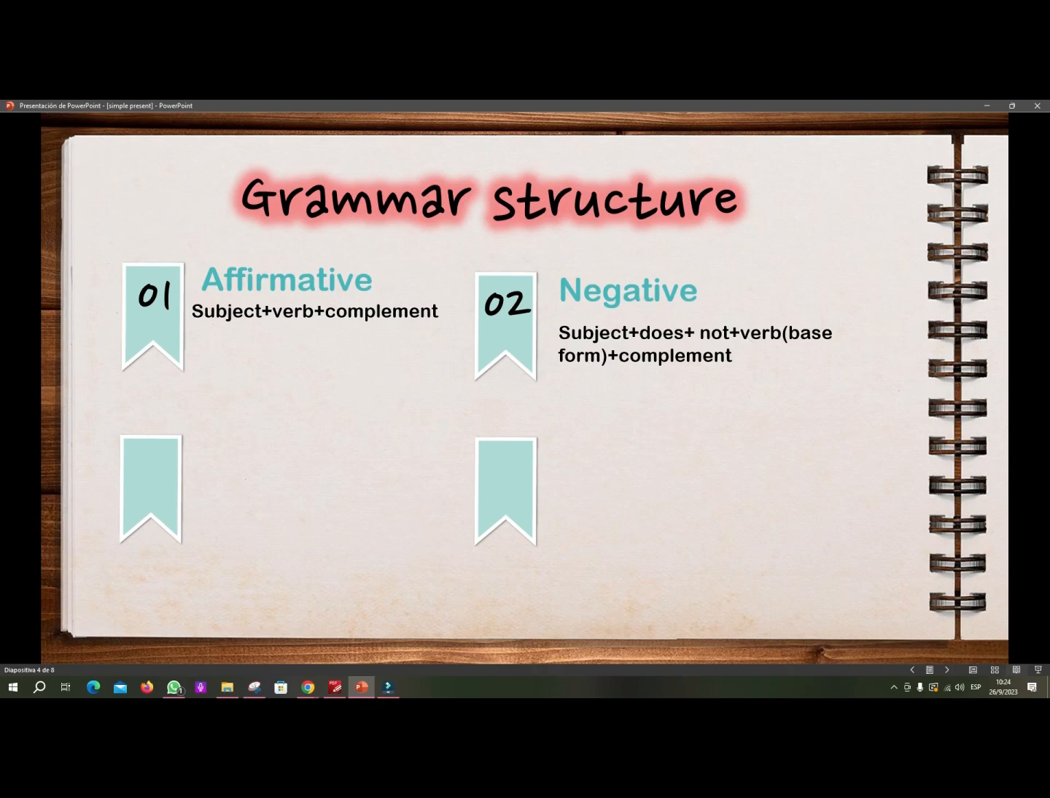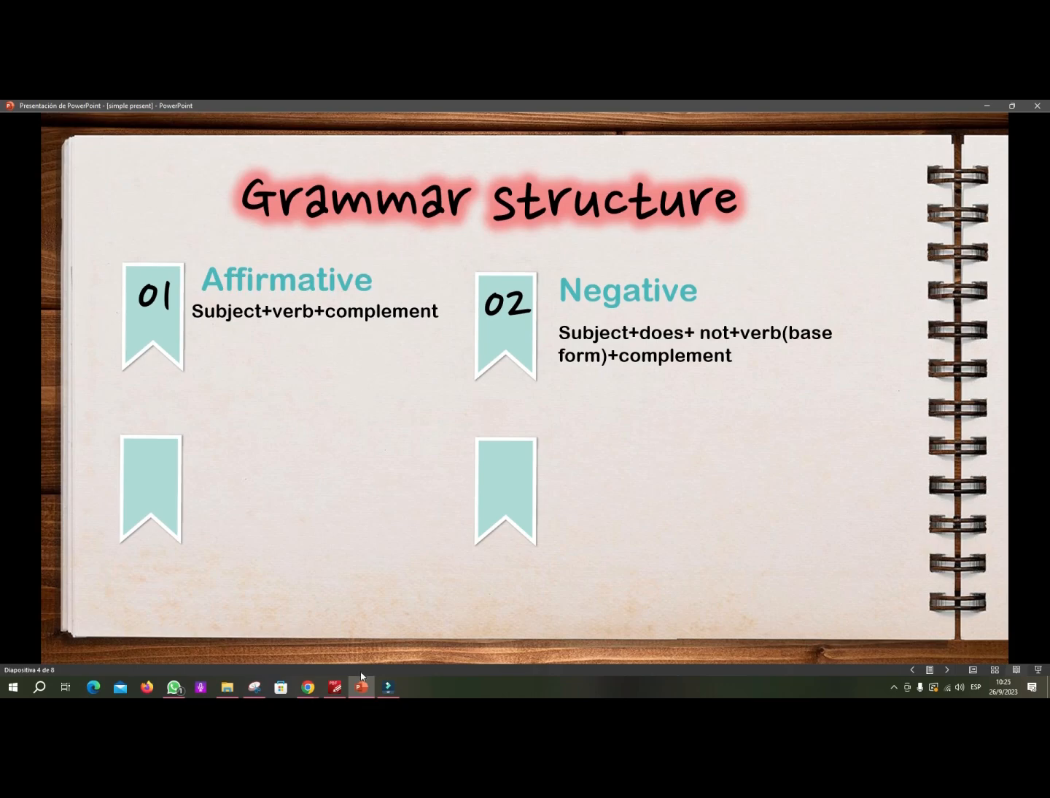La Y por I, ES, ¿no, verdad? Porque ya estamos utilizando el auxiliar does. Por lo tanto, el verbo se va a escribir en su forma base. Ya vamos a ver un ejemplo para que ustedes tengan una mejor idea. Y luego complemento. ¿Cuándo vamos a hacer el cambio de la S y ES, etcétera?